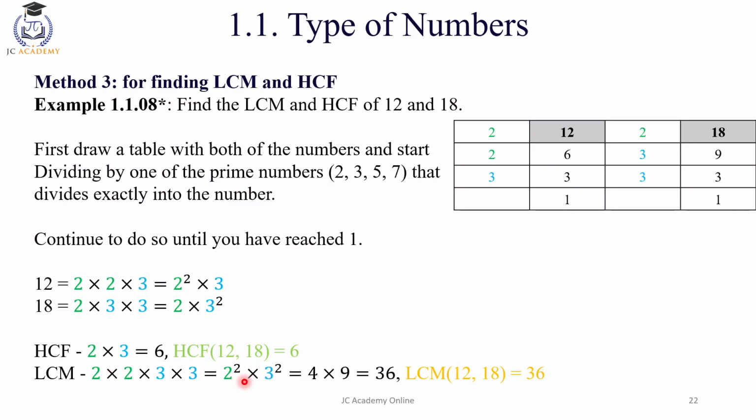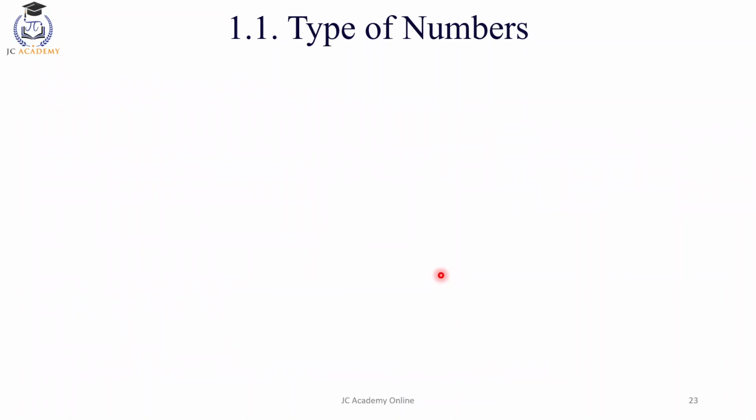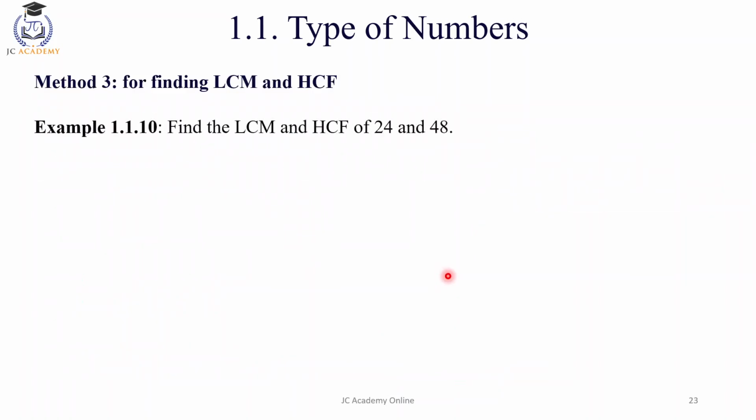So it's 2 squared multiplied by 3 squared, which is equal to 4 multiplied by 9, which is equal to 36. And so we could write it as the least common multiple of 12 and 18 is equal to 36. And notice indeed, these are consistent with the solution that we obtained for methods 1 and 2. Okay. Excellent. So let's look at another example.